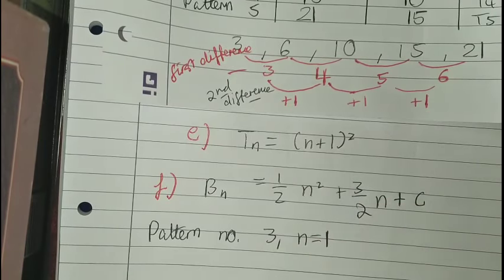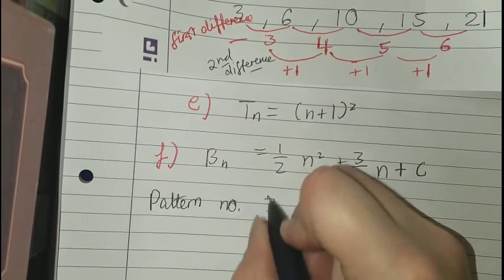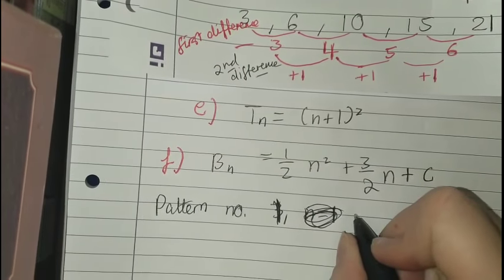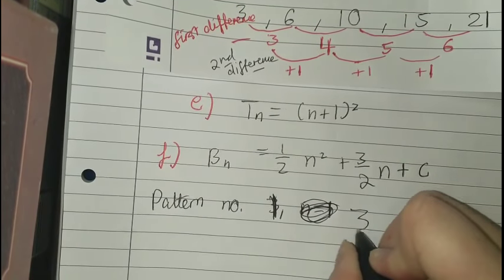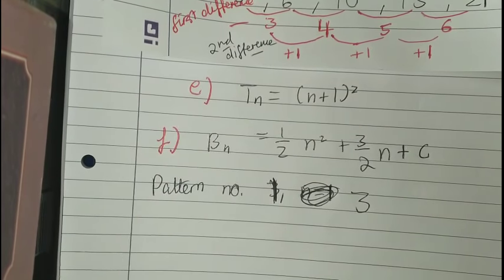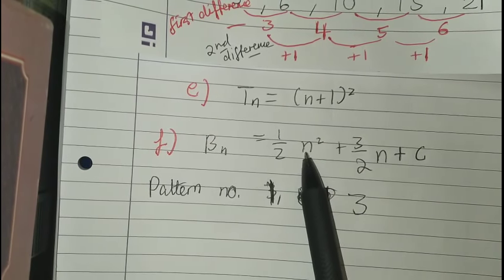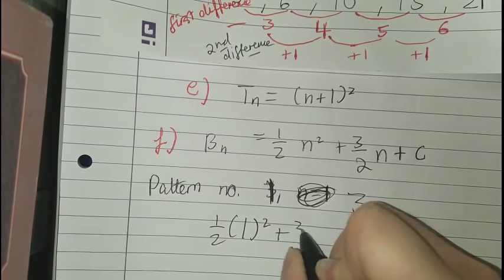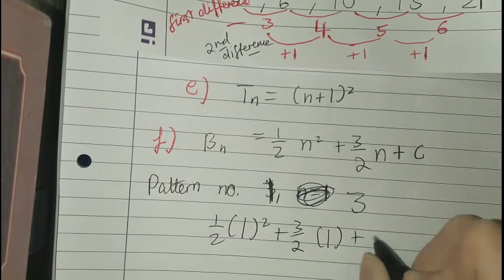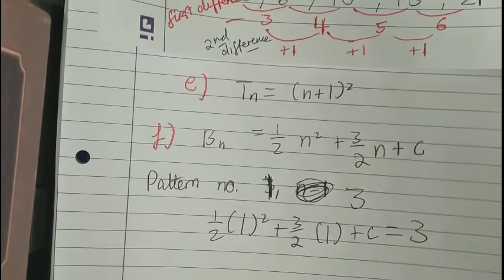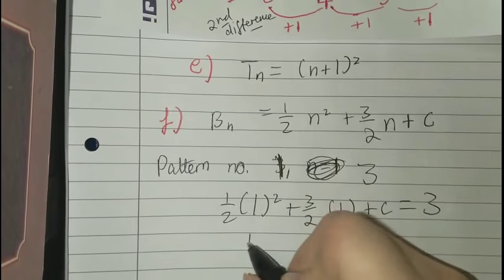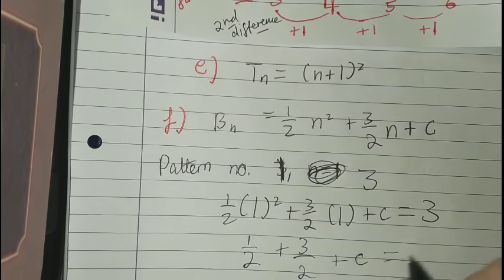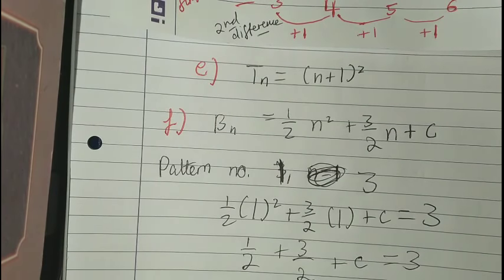In pattern number 1, n equals 1, and we have 3 black triangles in the first pattern. So I can sub in n equals 1 and let that equal 3. So a half 1 squared plus 3 over 2 times 1 plus c is equal to 3, because there are 3 black triangles in the first pattern. So that will be a half plus 3 over 2 plus c is equal to 3.